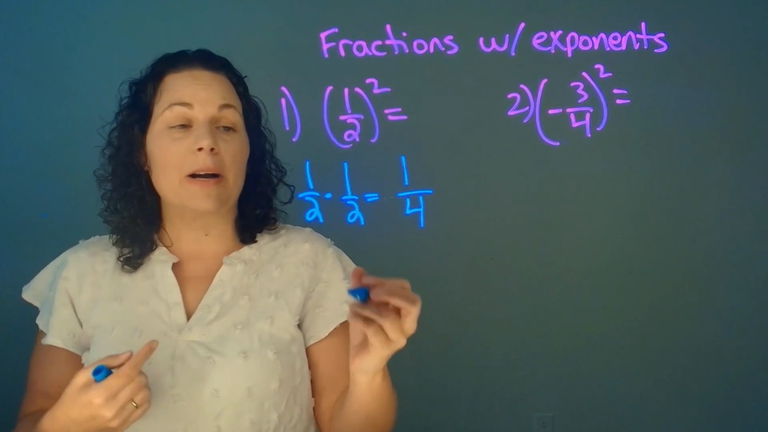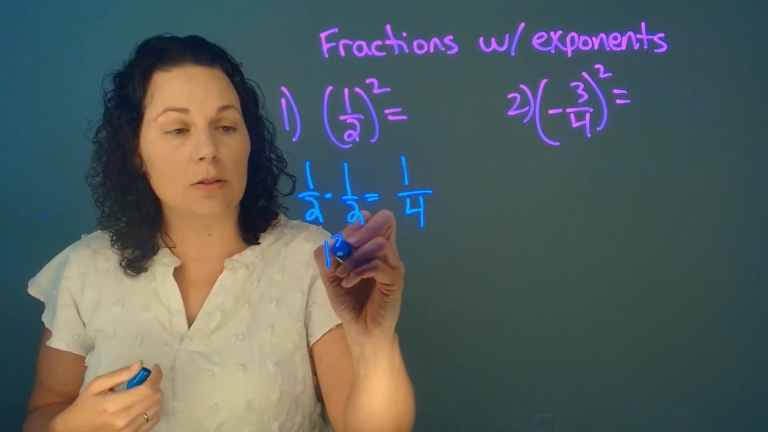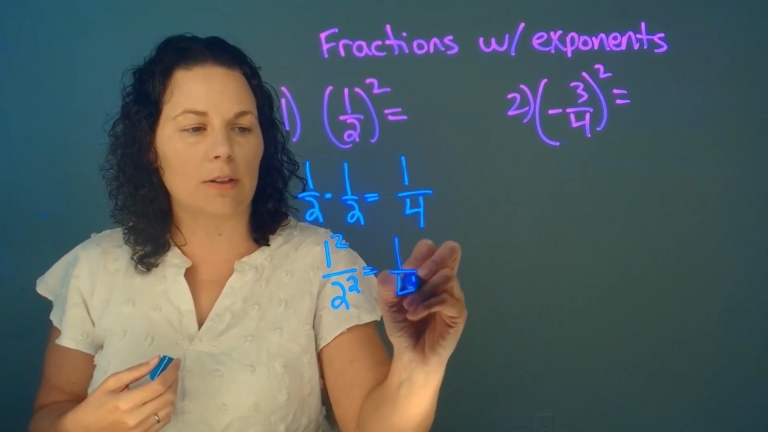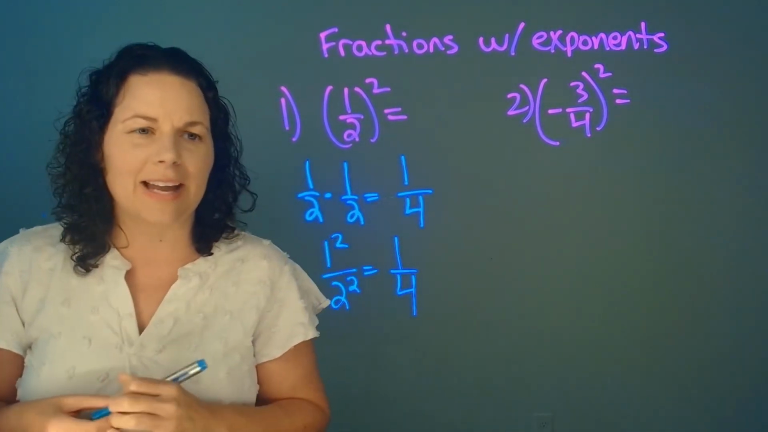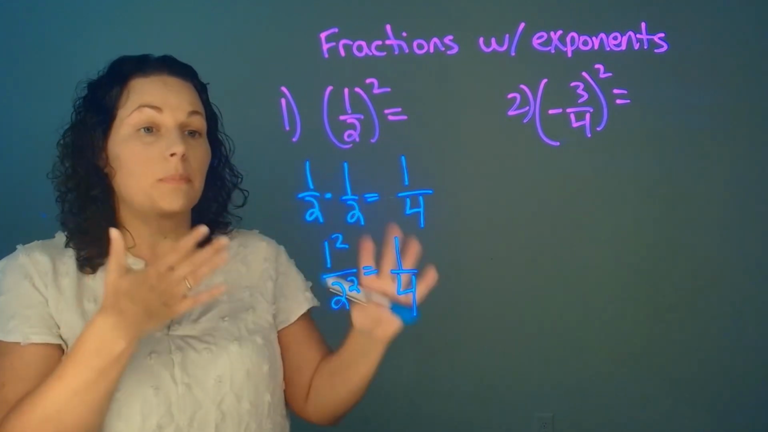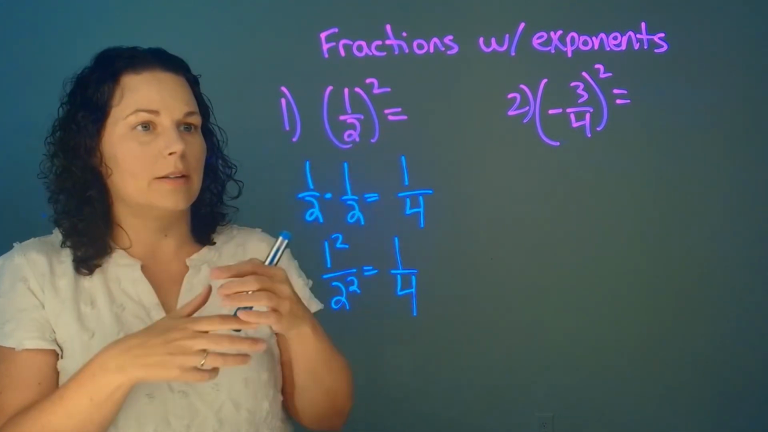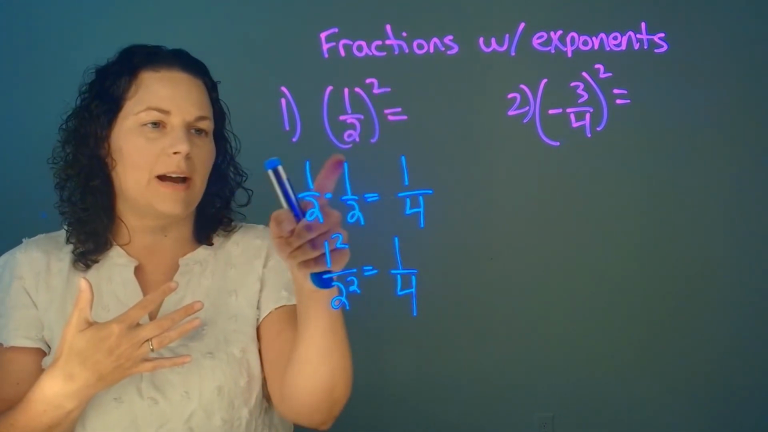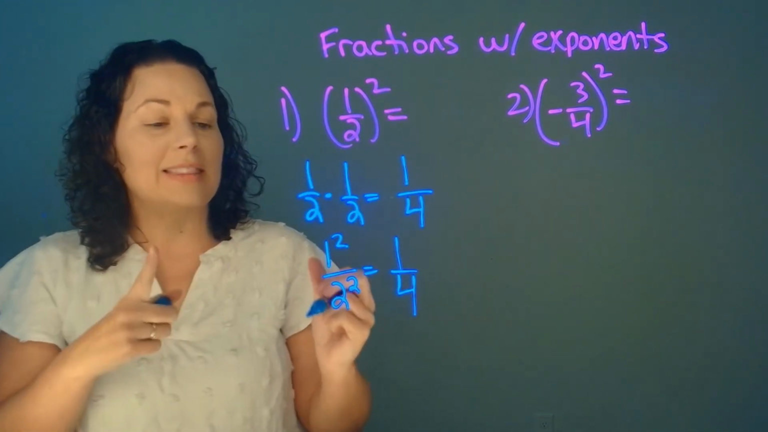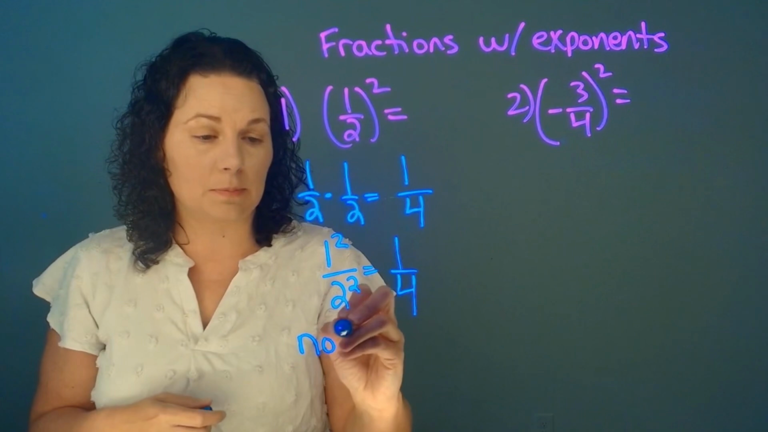Another way to think about that is that it is 1 squared over 2 squared. We still get 1/4. Just depends on how you want to look at it. But because it's in parentheses, the top and the bottom get squared. So however you want to think about it, as 1/2 times 1/2 or 1 squared over 2 squared, it's the same thing. This is different.